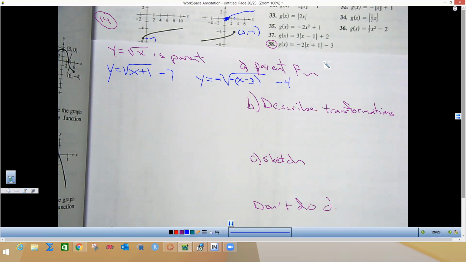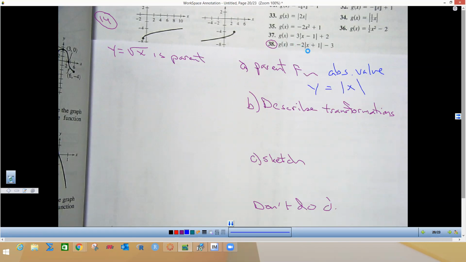All right, I'm going to erase this, and we're going to do this one over here. This 38 says we're supposed to name the parent function. So by now you should know 2 lines mean that the parent function is the absolute value function. And now we want to describe the transformations. Well, the original absolute value function looks like this.